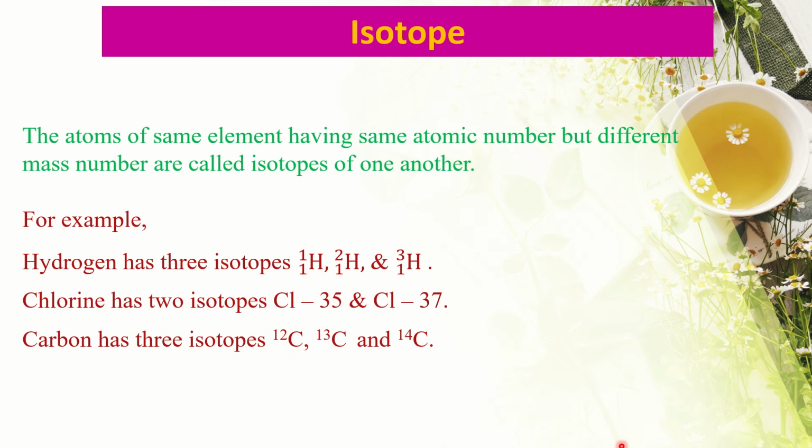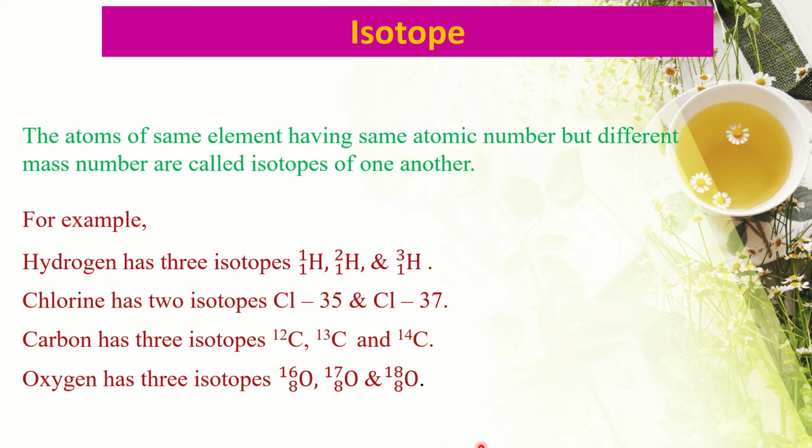Carbon has three isotopes. Here look, I have shown only the mass number. Carbon 12, that means the mass number of carbon is 12 here, and some carbon atoms may have mass number 13 and some have mass number 14. All they are carbon atom, so their atomic number is 6. They are same element but their mass numbers are different because of the difference in their neutron number. So they are isotope to one another.